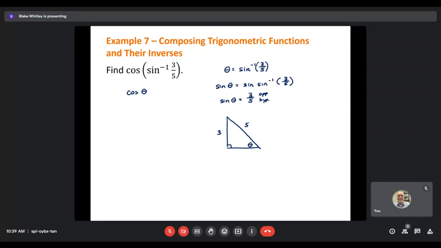Now, from here, we need to know that bottom side because we're ultimately looking for cosine of theta. So I need to know that adjacent side down at the bottom. You might recognize this as one of our special triangles, and if you do, that's perfectly fine. Otherwise, we can use the Pythagorean theorem. 3 squared plus b squared equals 5 squared. Well, 3 squared is 9. 5 squared is 25. Now I subtract 25 minus 9, which gives us 16. And when we take the square root, b should be equal to 4. And so we have a 3, 4, 5 right triangle.